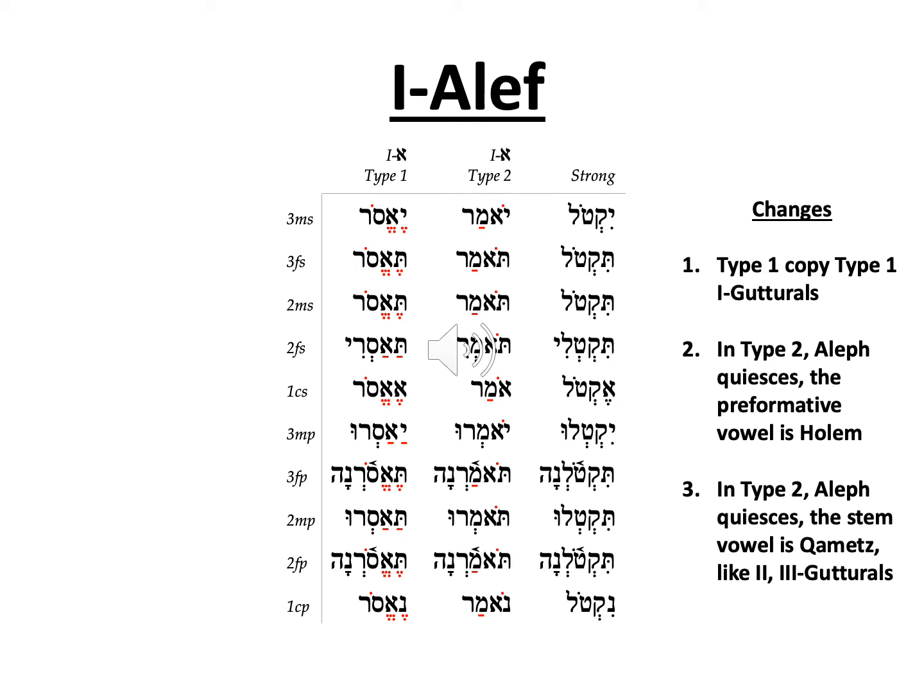In other cases, though, in what we often call angry baker verbs, which I'll explain on the next slide, the aleph actually quiesces, the preformative vowel becomes a holum, and the theme vowel becomes a patak. This is very unusual, as it's related to other pei aleph or one aleph verbs, but these verbs are fairly common and you'll get used to seeing it.